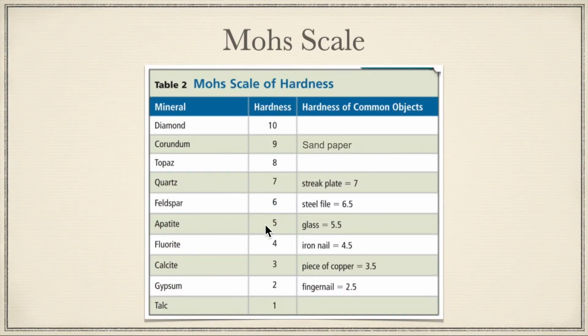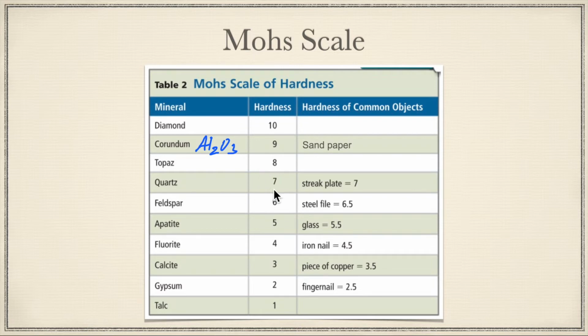So the scale looks something like this. So Mohs scale of hardness. Again, we have diamond, which is 10. We have corundum, which is aluminum oxide, which is a 9, actually, and that's sandpaper. So it was basically what they use on sandpaper.